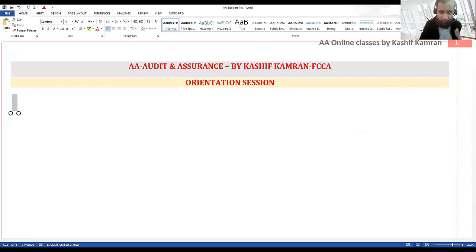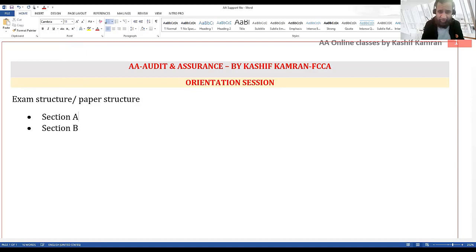Now, what have we understood so far? We're understanding the exam, we're understanding the exam structure. The first thing, the paper structure. The first thing we're understanding is that the paper structure consists of a section A and a section B. Now we're investigating section A, right? Section A is worth 30 marks. You all should be very clear on that.